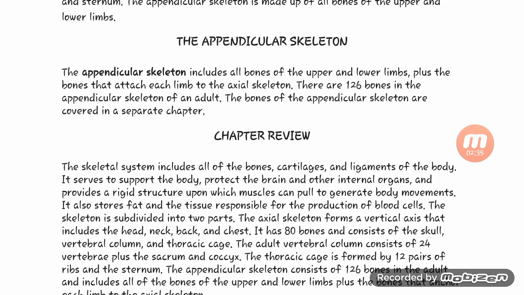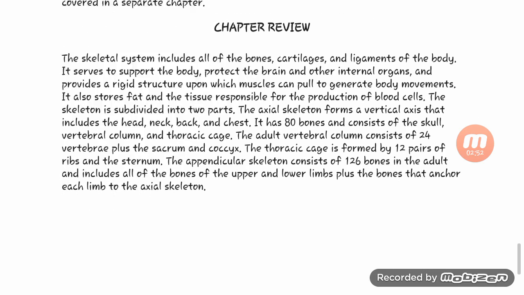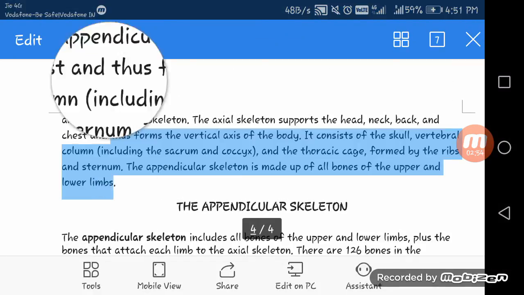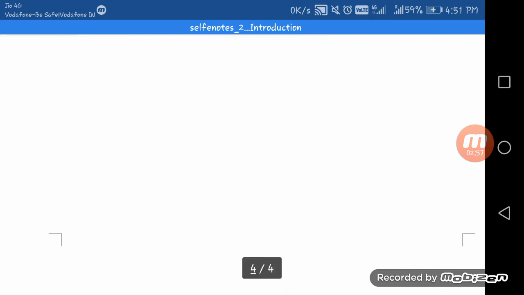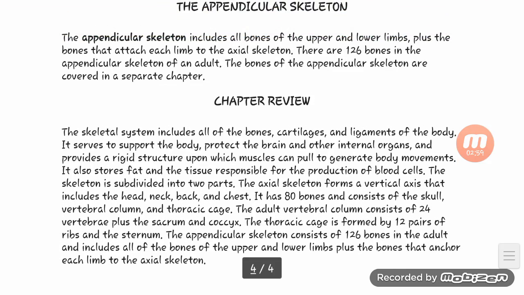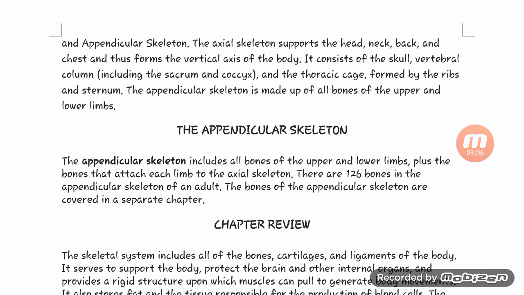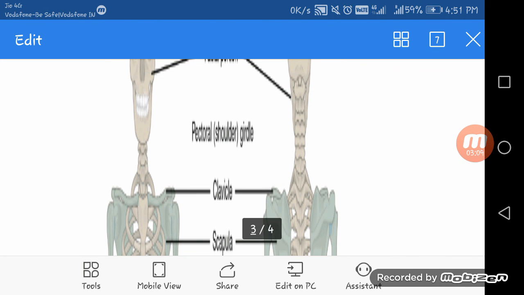The appendicular skeleton includes all bones of the upper and lower limbs, plus the bones that attach each limb to the axial skeleton. There are 126 bones in the appendicular skeleton of the adult. The bones of the appendicular skeleton are covered in a separate chapter. So you can further study the separate chapter where we have covered the different bones present in the appendicular skeleton. So what we studied today is the appendicular skeleton and axial skeleton.